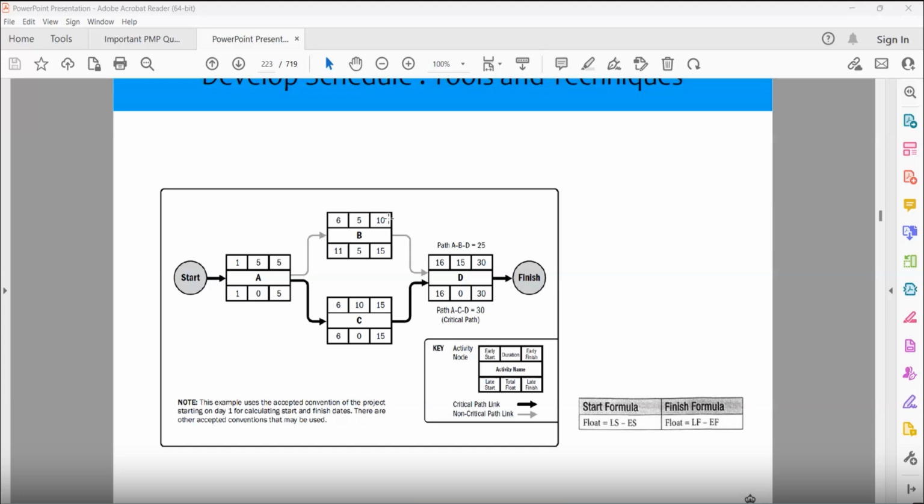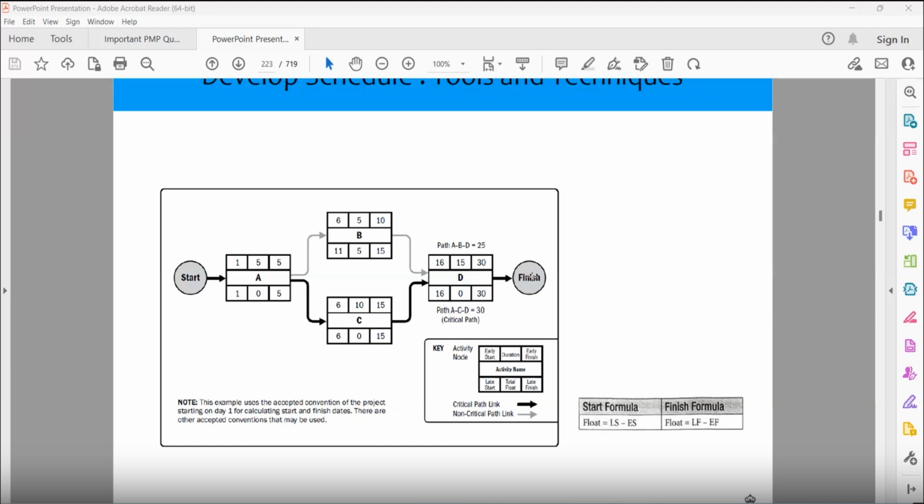So this activity is finishing on 10th. This activity is finishing on 15th. So the next day cannot be 11. It can be only 16. So here we come to 16. Now 16 plus 15, 31, minus 1, 30. So this is the thing that you have found. Now this is the finish line. That means the project work is finishing on 30.